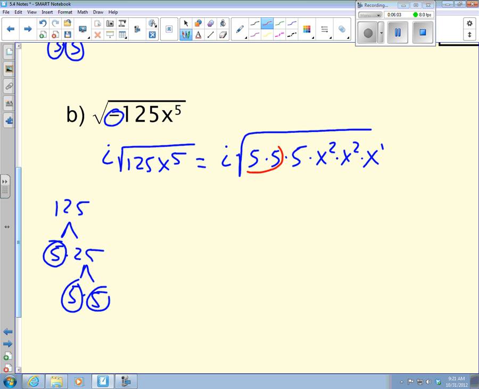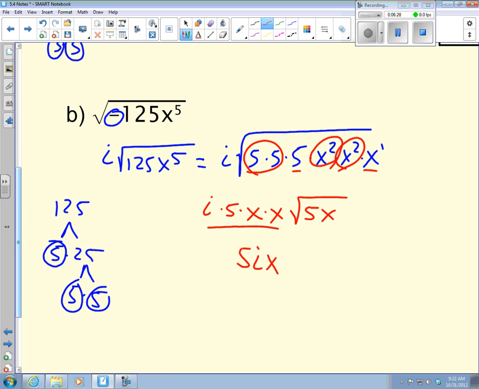So there's 2 5s. So this is going to be i times 5. Pulling those 2 5s out. Times an x. Times another x for those 2 that I'm pulling out. I can't pull out this 5 or this x. So they stay inside the square root. That's 5x. Now cleaning all this up, you usually put your number first, then the i, and then your variable. So this is 5i x squared square roots of 5x.